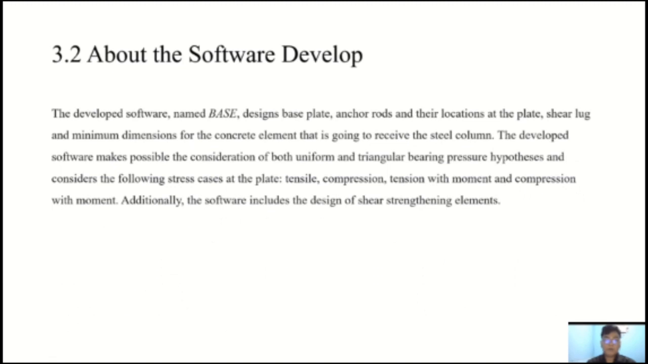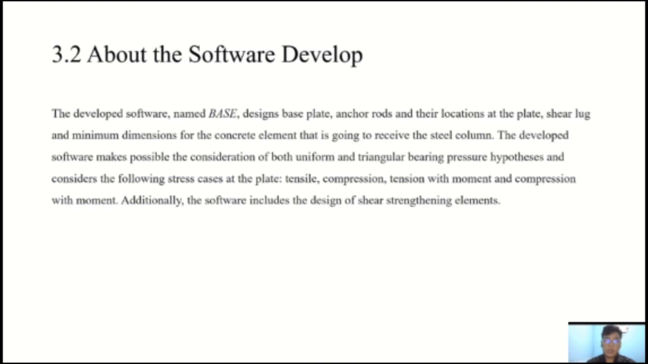3.2 About the software developed. The developed software, named Base, designs the base plate, anchor rods and their location at the plate, shear lug, and minimum dimension for the concrete element that is going to receive the steel column. The software makes possible the consideration of both uniform and triangular bearing pressure hypothesis and considers the following stress cases at the plate: tensile, compression, tension with moment, and compression with moment. Additionally, the software includes the design of shear strengthening elements.